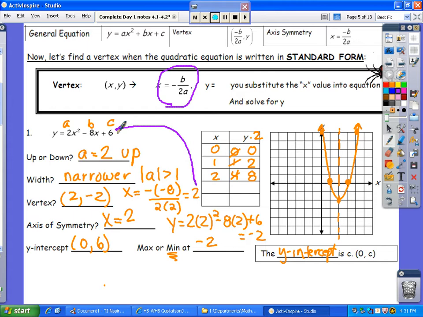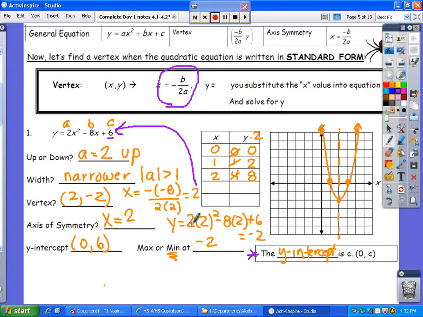Now to find the corresponding y value, we're going to take this 2 and plug it into that original equation. So here's the math. So we end up with y is equal to -2. So our vertex is (2, -2). The axis of symmetry here again is always x equals the x value, which is 2. Important fact: the y-intercept is always c. So since my c here is 6, our y-intercept is (0, 6).